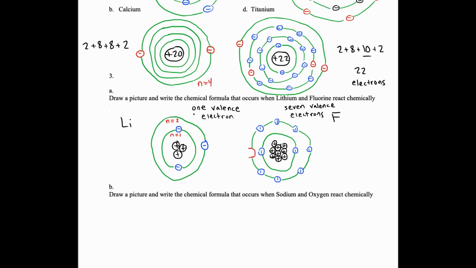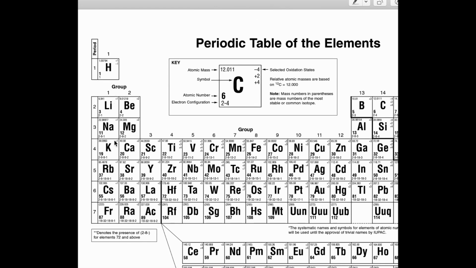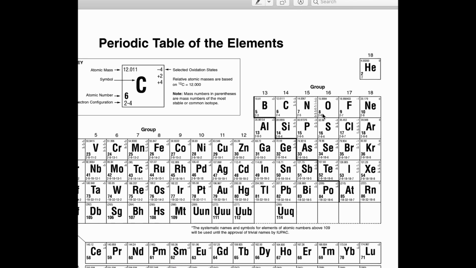So we can see here how lithium's outer valence electron could be used to fill the need that fluorine currently has. This type of bond is going to be called an ionic bond. That's a bond between a metal and a nonmetal. So elements on the left of the periodic table are generally metals, and elements on the right here are nonmetals.